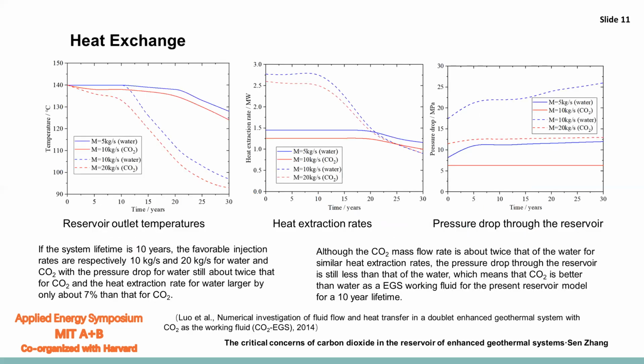And how about in the heat exchange? So here are three figures. The first one is the temperature, the second one, the heat extraction rate, and the third one is the pressure drop. In these figures, the blue lines represent the water and the red lines represent the CO2. In the first two figures, we can see that the blue lines and red lines are quite close, meaning the temperature and heat extraction are quite close between CO2 and water.